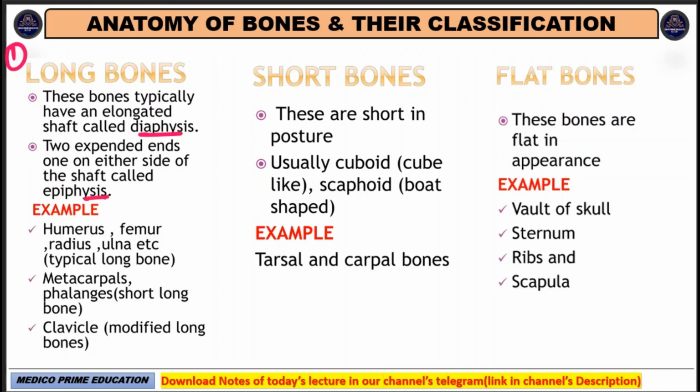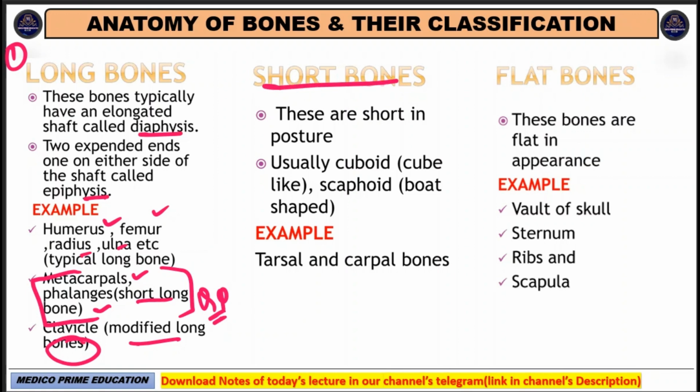The end of the shaft we call the epiphysis. We will discuss the detailed structure of the long bone in the coming slides. Basically you have to look at the examples: humerus, femur, radius, and all these are long bones. Metacarpals and phalanges are modified long bones; the clavicle is also a long bone, but metacarpals and phalanges are the short long bones. An MCQ may be asked on this line, so you can write that in your notes.